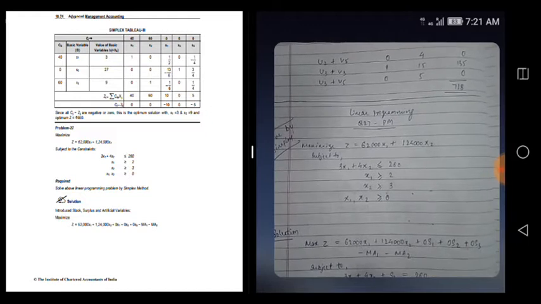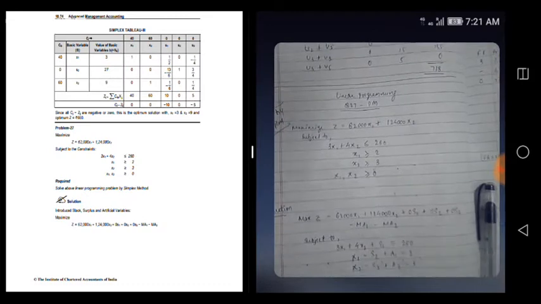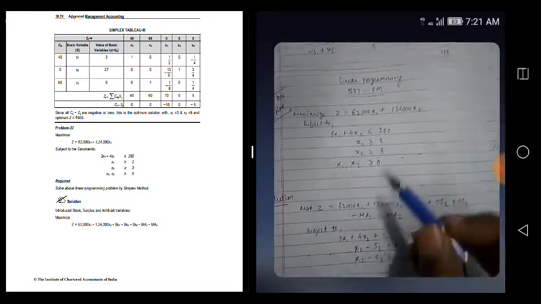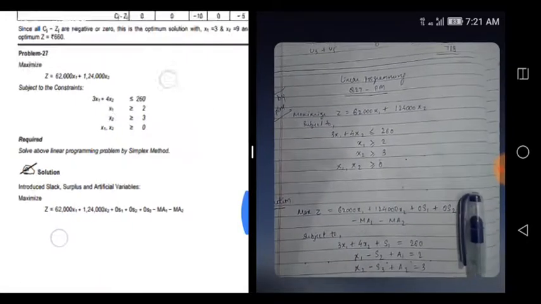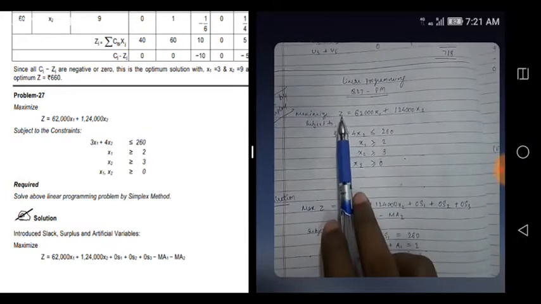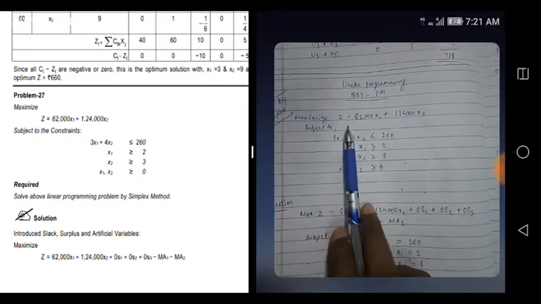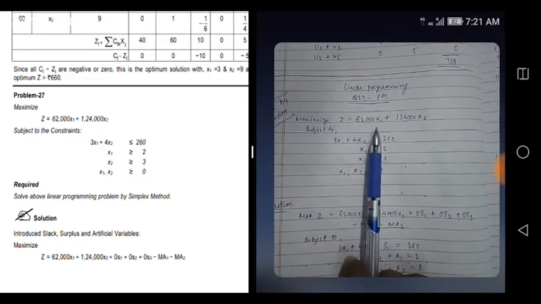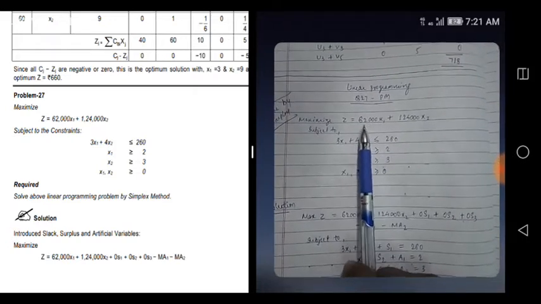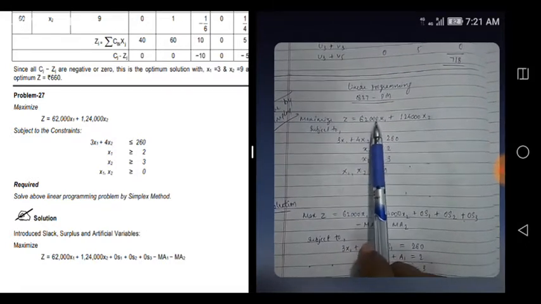First of all, you should understand the numbers given in this one. It is saying maximize Z, so it's clear that it is a maximization problem. The LPP model can solve maximize as well as minimize problems both.